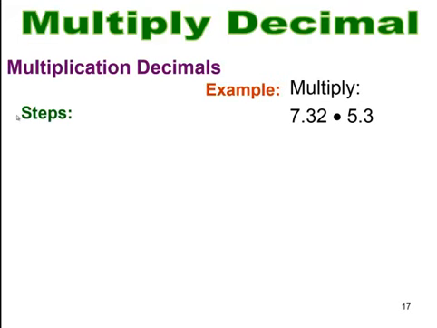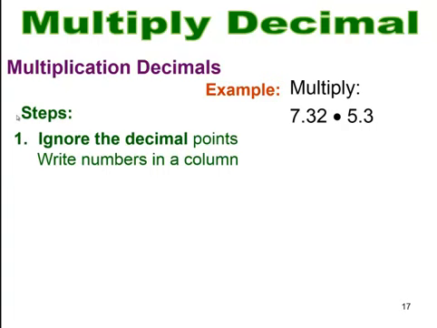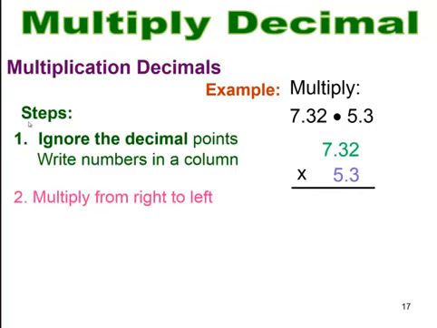So with multiplication, multiplication works differently than addition and subtraction. You do not need to line up the decimal places. So ignore the decimal place until the end. We're going to write it in columns, and then we're going to do the multiplication. You're going to multiply the first number by the second number. You're going to multiply right to left.